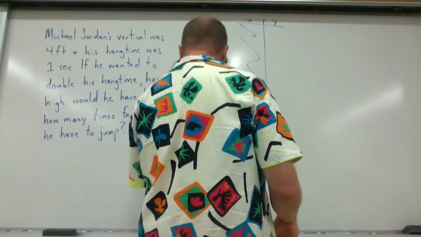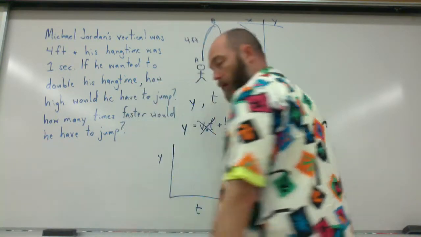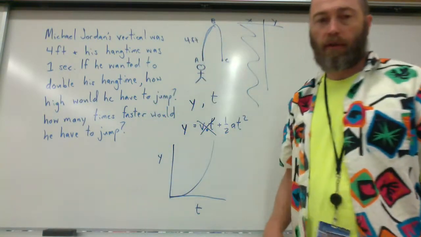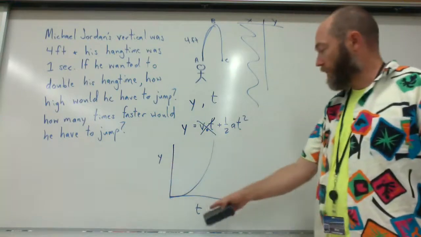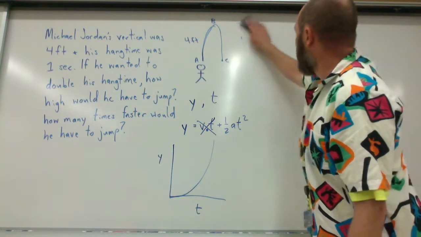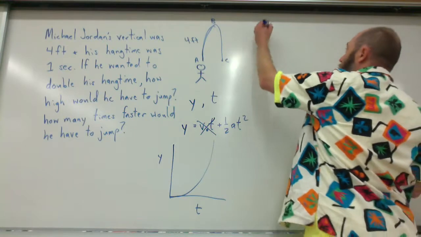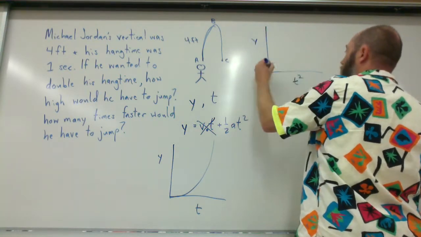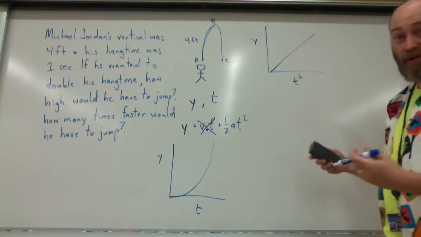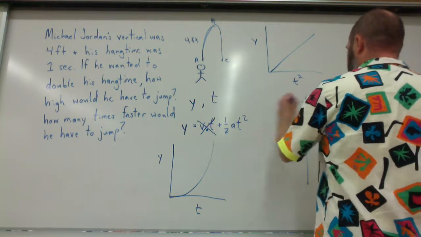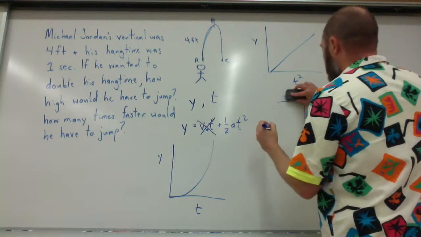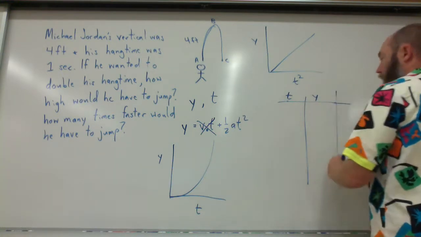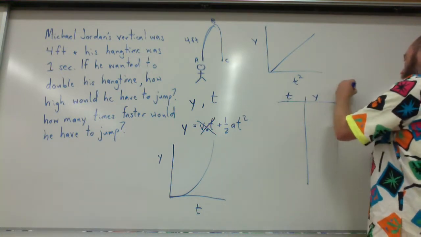Or if we wanted to look at this graphically, it would look like this. If I was to graph y and t, I would get that. Well, if I wanted to make it a line, I would have to graph y versus t squared, and I would get a line. If we were doing numbers, graphing t and then y, then to linearize it, I would have to graph t squared.